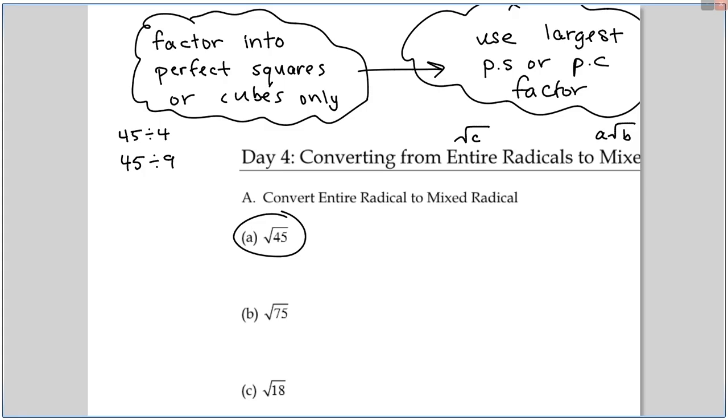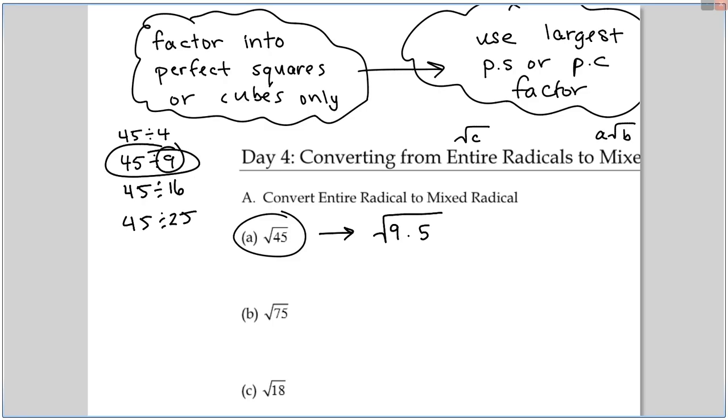So with this, you could keep trying these. 16's the next, and then 25's the next. But the numbers will start to get too big. 25 is too big, it's not going to go into 45. Okay, so you know it has to be 9. So then what we do is we rewrite 45 as 9 times 5. You would have tried 45 divided by 9 in your calculator, and it's going to spit out a 5. So those are the two factors, and one of them's perfect. Which one's perfect? The 9.